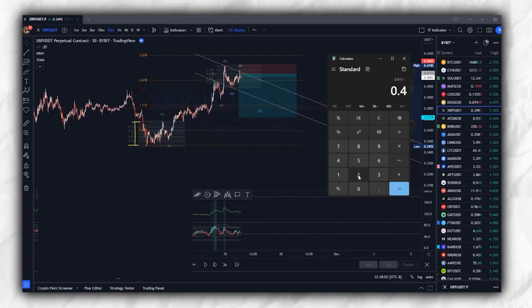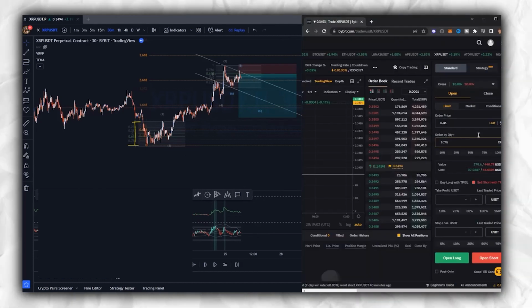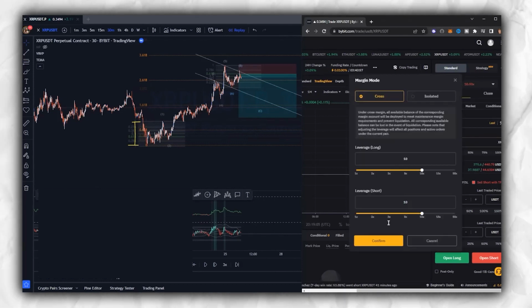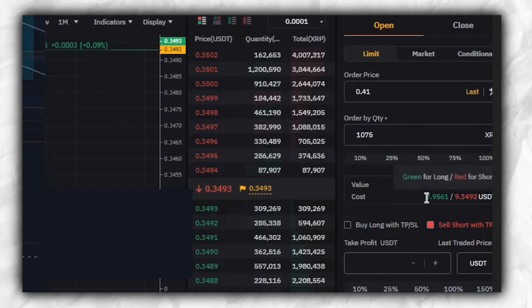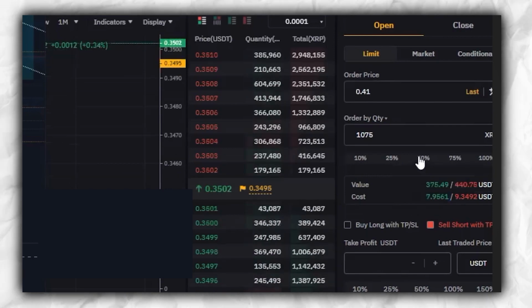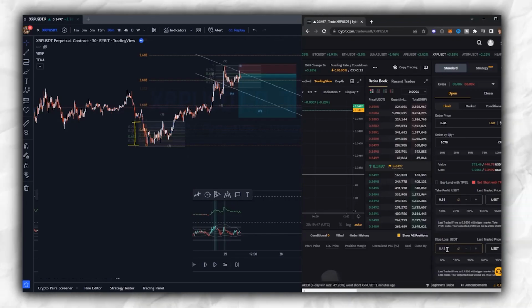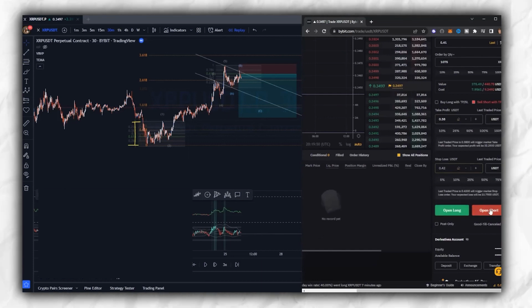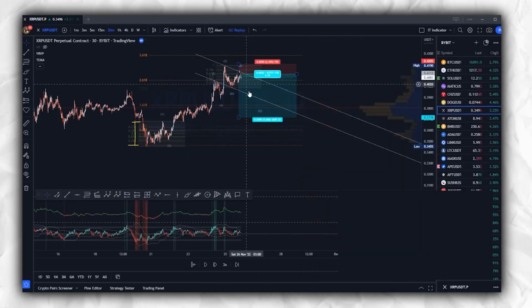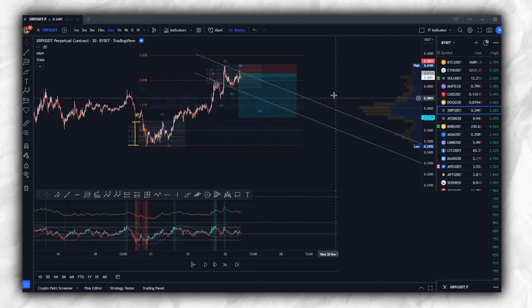Then, I'll divide my $10 risk by that value to get my unit amount for a $10 risk on this trade. In this case, I need 1,000 XRP tokens with my 10x leverage, which will cost me $37. I can increase this to $50 and hit confirm. Now, my capital requirement for this trade is $8, and I'll put my stop loss at the 0.42 level. I'll hit the Open Short Position button, and that will allow me to profit if the price of XRP goes down to my profit target.